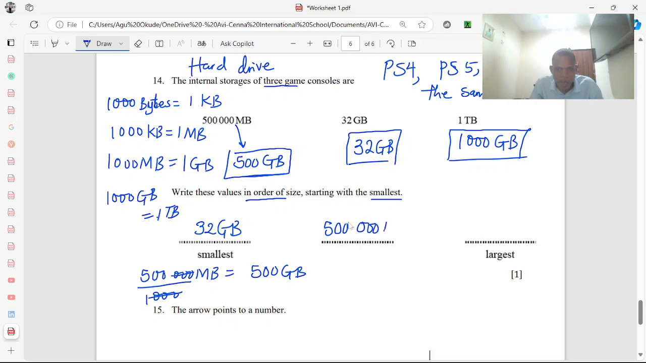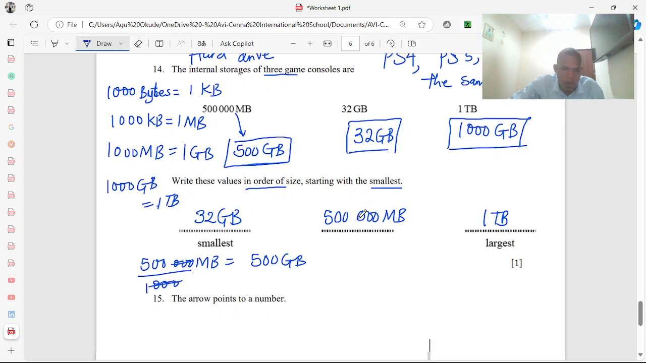500,000 megabytes. So I will not put 500 gigabytes here. What I'm going to put is the original value, this one. Okay, take note of that. Then the largest one is this 1,000 gigabytes, which is actually what? 1 terabyte, right? 1 terabyte. So this is the answer.